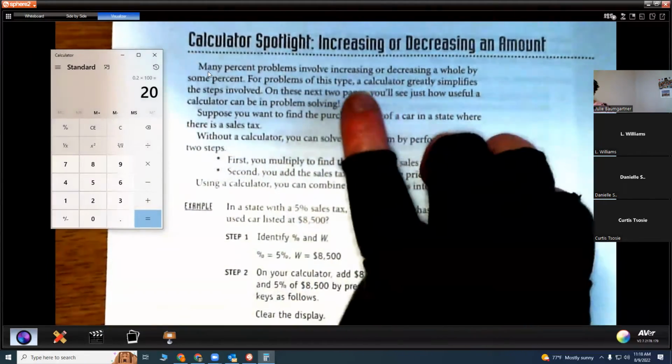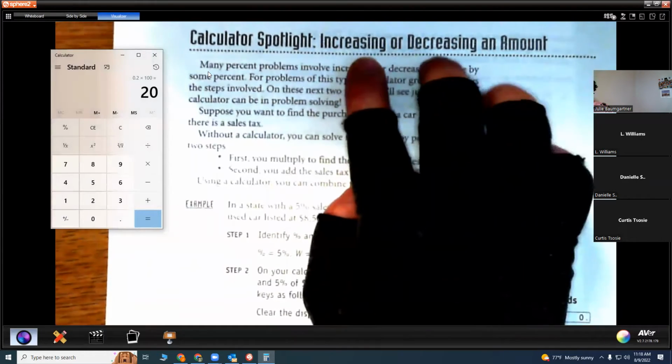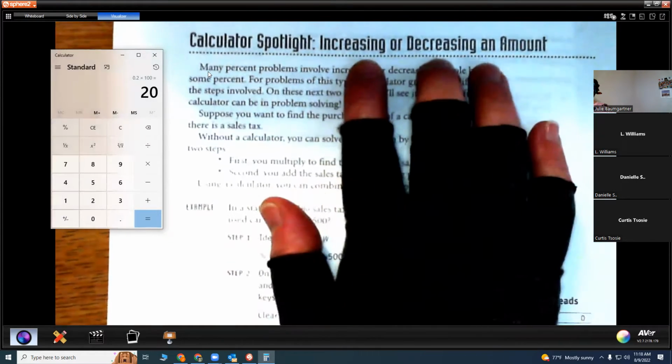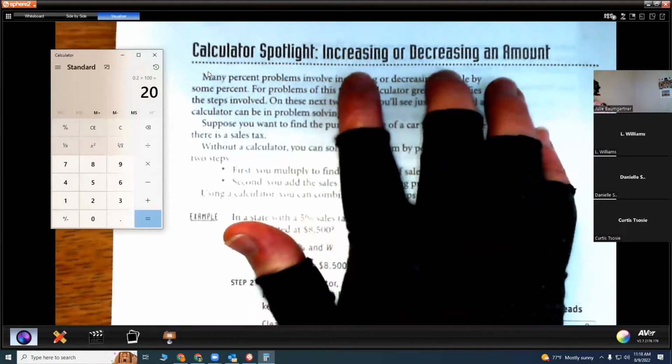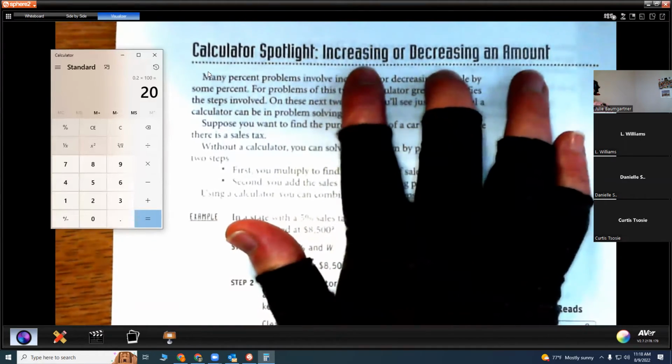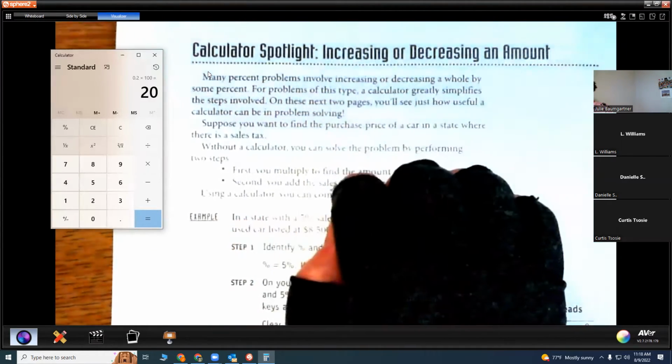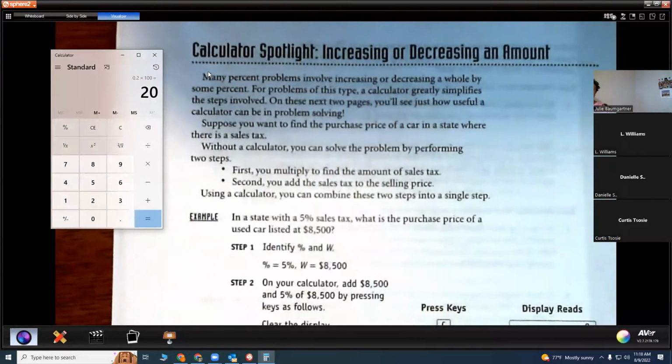One of the ways that percents are often highlighted on the GED test is questions that talk about increasing or decreasing, and then of course the percent change or the percent increase. Just like it says here, many percent problems involve increasing or decreasing by a whole or some percent. For some problems of this type, we can use a calculator.